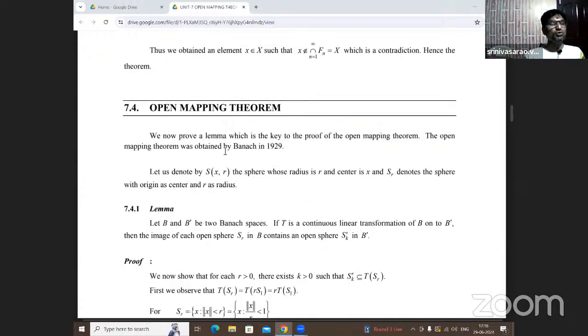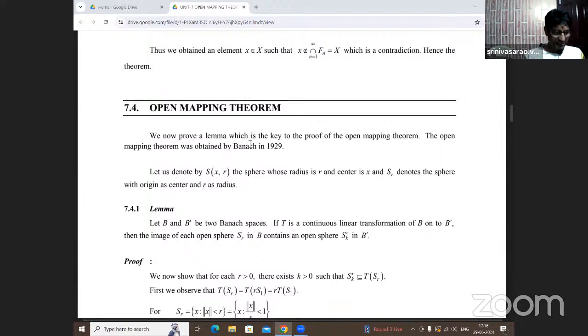Now, this is one of the most important theorems in functional analysis. What is the open mapping theorem? This theorem was obtained by Banach. He is one of the great mathematicians in all of analysis, especially functional analysis and operator theory.